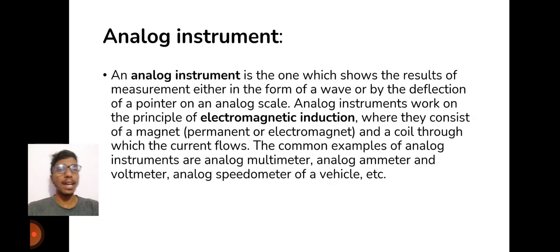Analog instrument. An analog instrument is the one which shows the result of the measurement either in the form of a wave or by the deflection of a pointer on the analog scale. Analog instruments work on the principle of electromagnetic induction, where they consist of a permanent magnet and the coil through which the current flows. The common examples of analog instruments are the analog multimeter, analog ammeter, voltmeter, and the analog speedometer of a vehicle, etc.